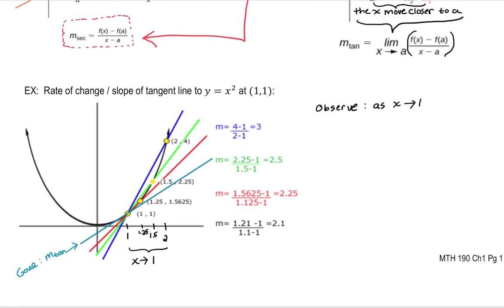So as x is approaching 1, what we want to observe is that the slope of those secant lines is really approaching the slope of the tangent line that we are interested in finding. So it's approaching the slope of that tangent line. And in this case, we actually have some numerical values that we can look at here.